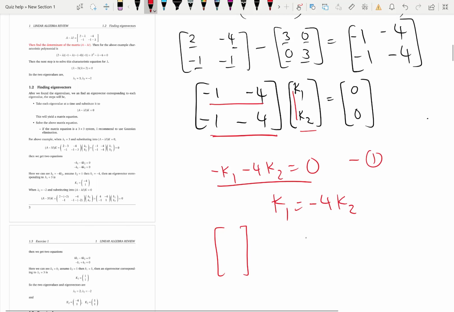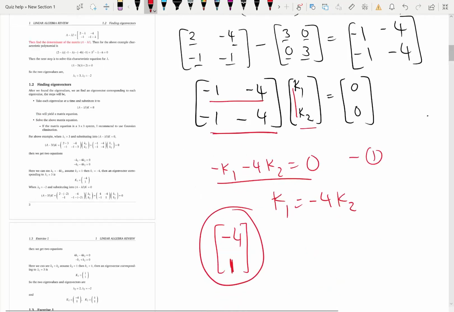Tell me a smarter choice for K2. You can choose any number: 1, 2, 3, 4, 5, 6, -1, -2, -3, any one. But who's the easiest? 1, right? Let's choose K2 to be 1. Then what is K1? -4. This is your eigenvector corresponding to the eigenvalue 3.